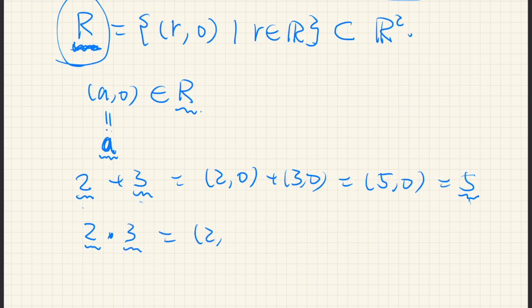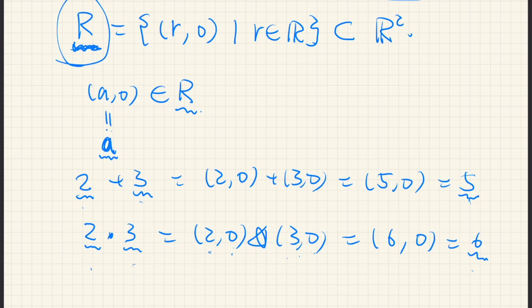This is defined as (2, 0) star (3, 0). So that is 2 times 3 minus 0 times 0, which is 6. And 2 times 0 plus 0 times 3 is 0. So again, this is (6, 0). So 2 times 3 is 6, just like real numbers.